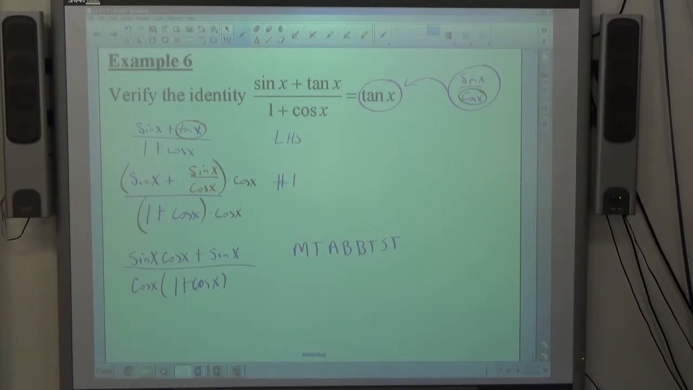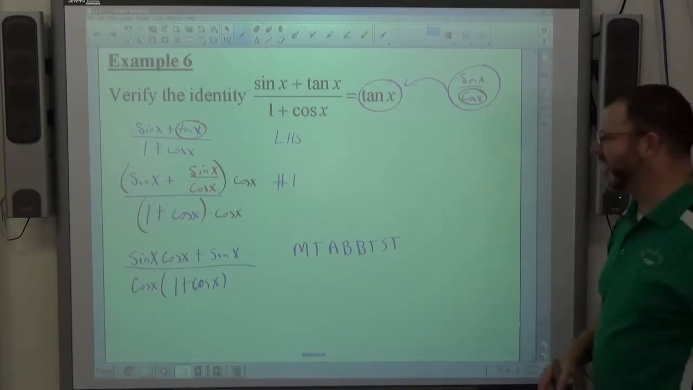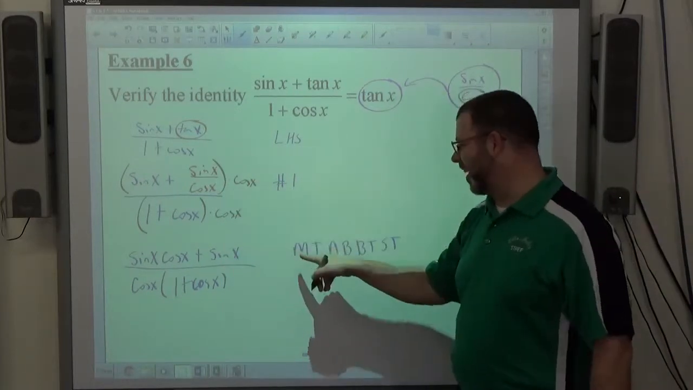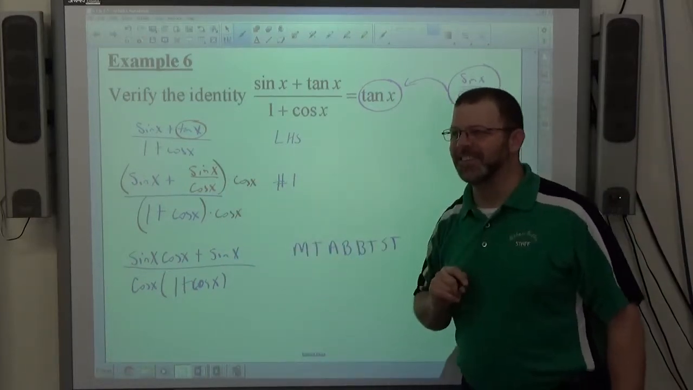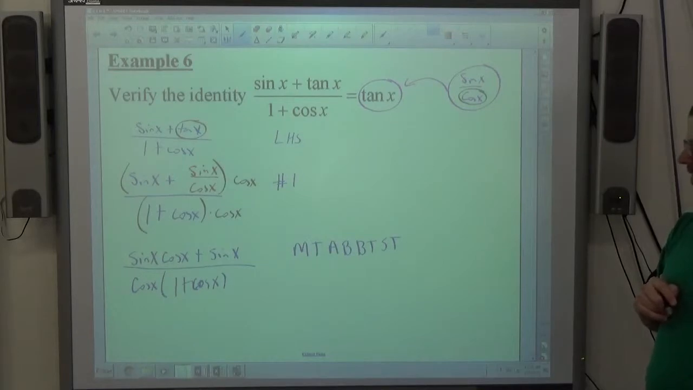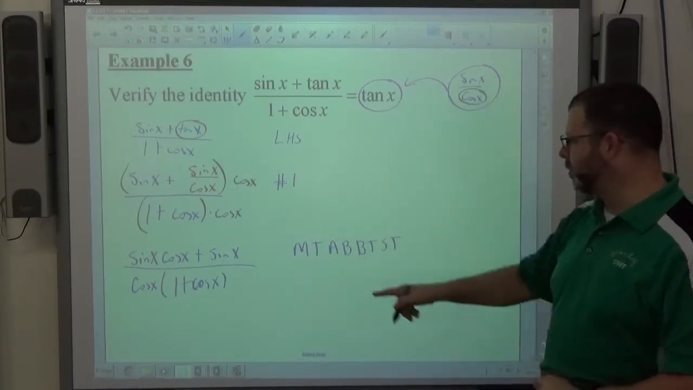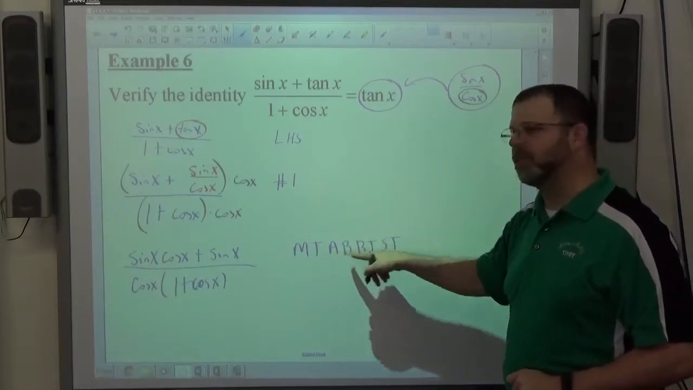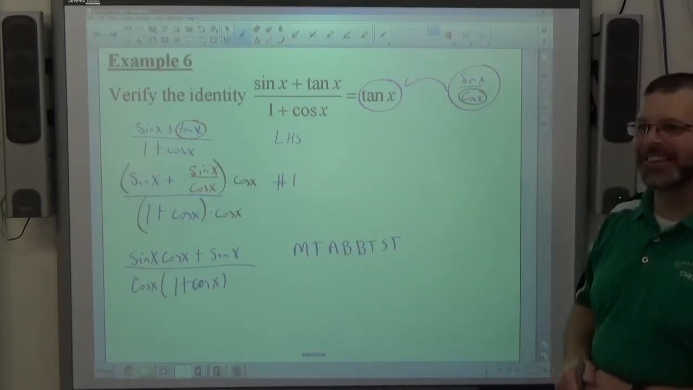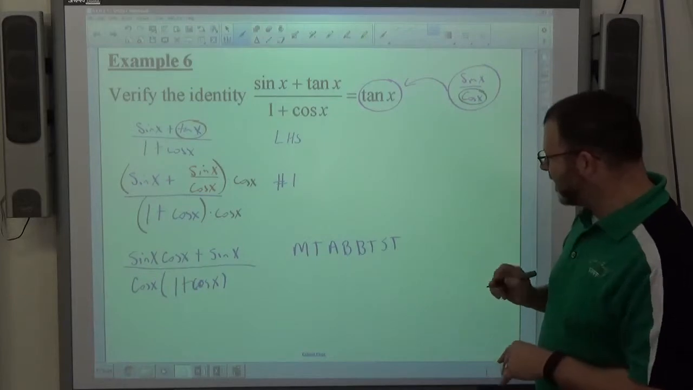That's more efficient. I'll buy that. If I see that you write 'multiply top and bottom by the same thing' abbreviated, I think I'll figure out what your abbreviation means. Make sure you put the A for 'and', otherwise you have no vowels and it just doesn't even look like a word at all, does it? All right, anyway. So that gets us there.